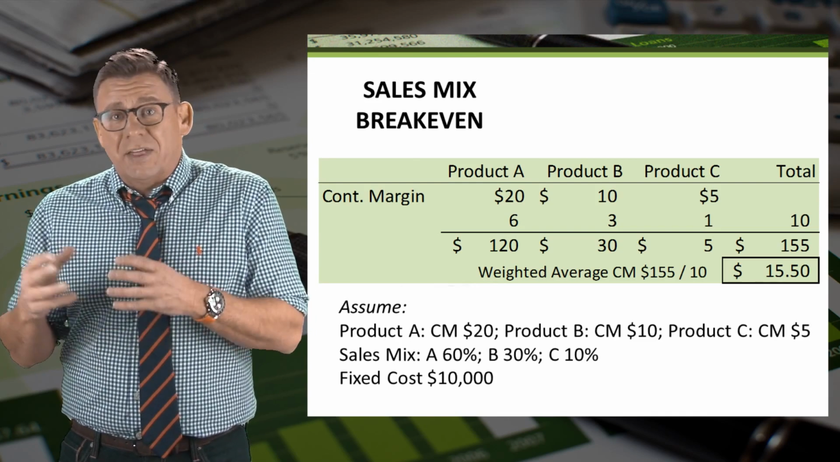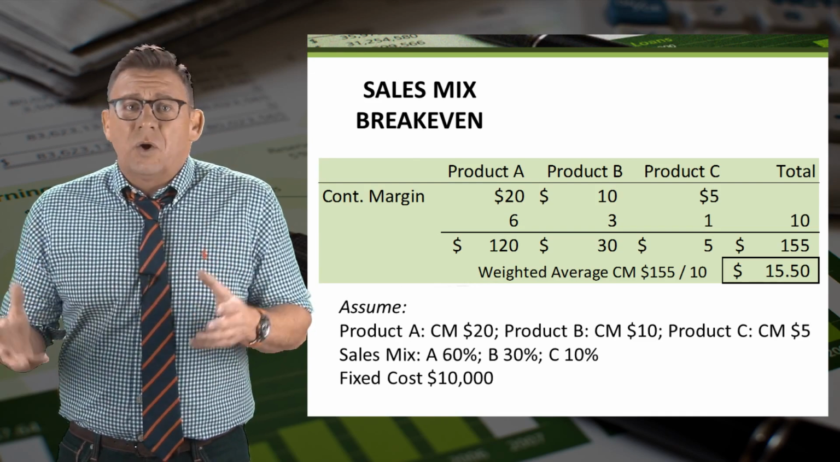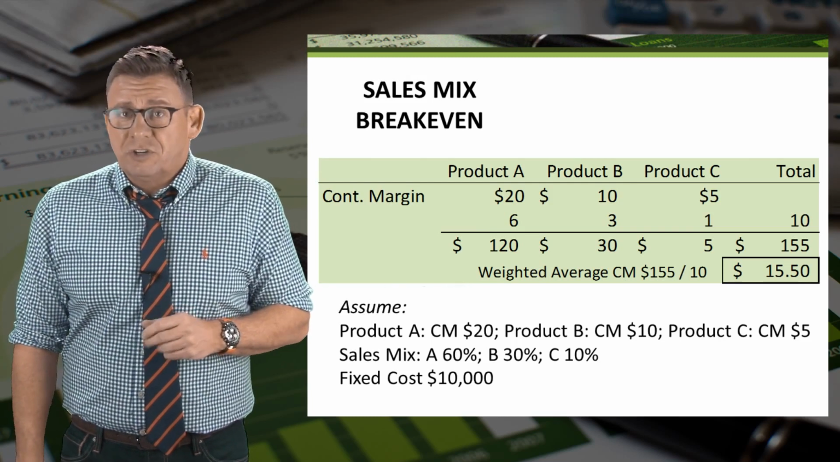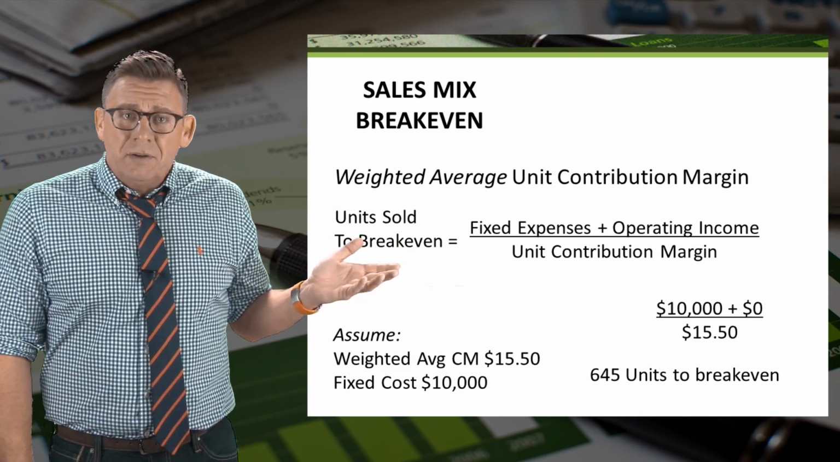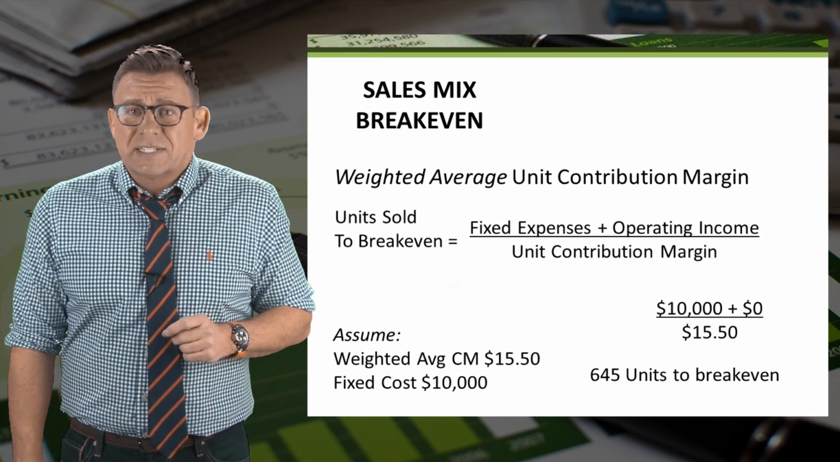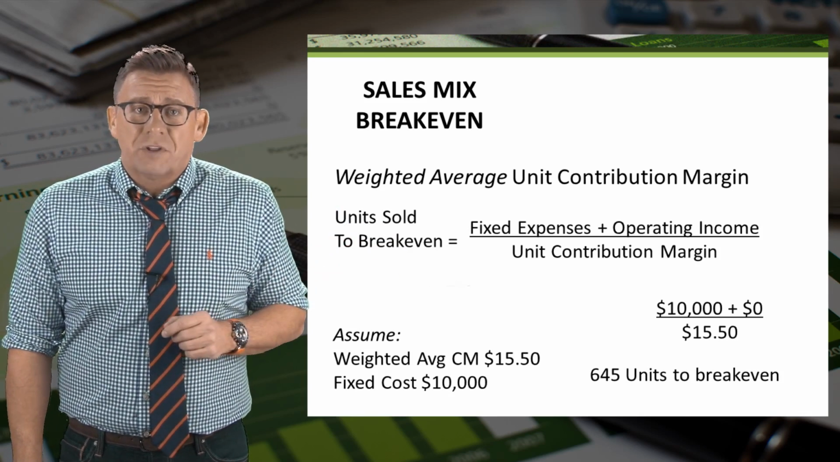Then we divide it by the 10 units, and we get a weighted average contribution margin of $15.50. So break even, based on the given sales mix, is 645 units.